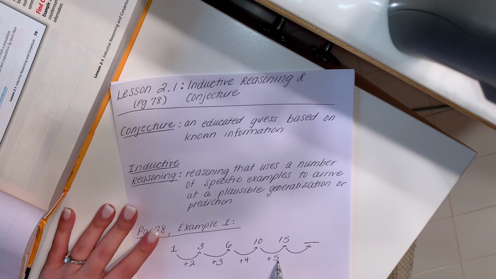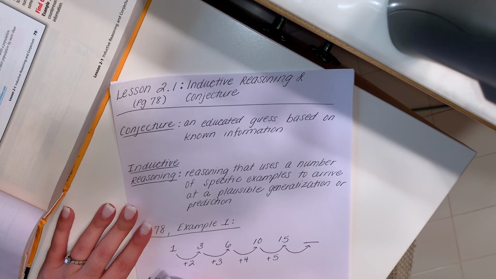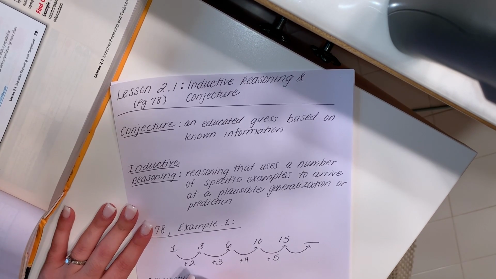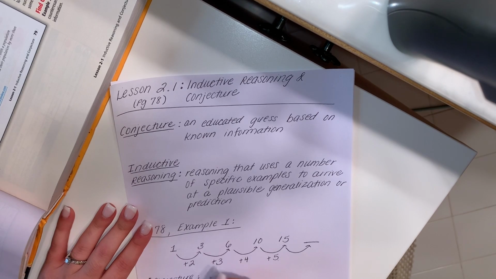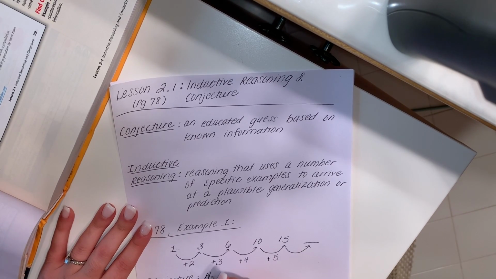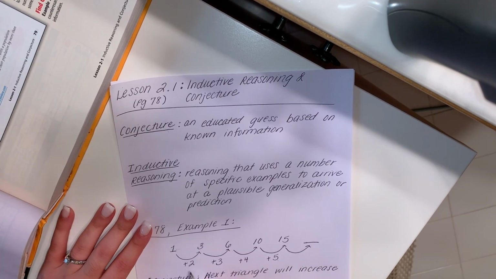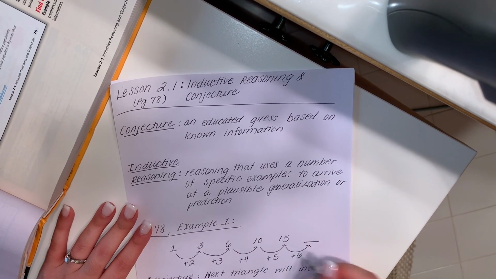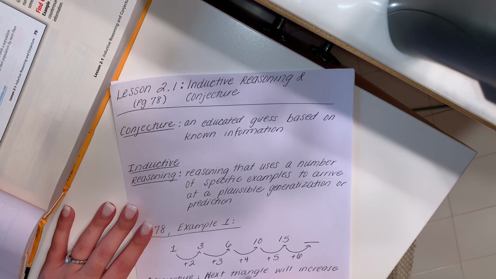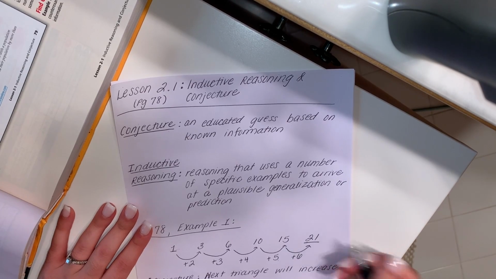2, 3, 4, 5. This next one, the conjecture that we can make, which is how we write our answer, the conjecture we can make is that the next triangle will increase by 6. Obviously, if this is 2, 3, 4, 5, this is going to increase by 6. And it would kind of look like this, just doing 15 plus 6, which is 21.